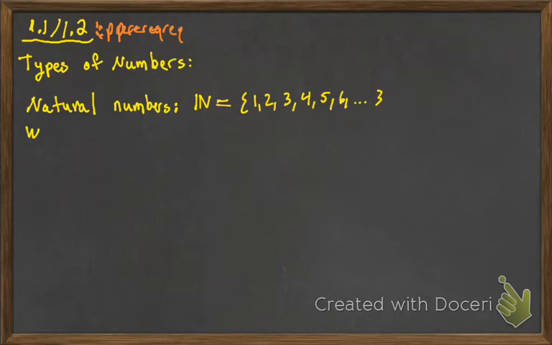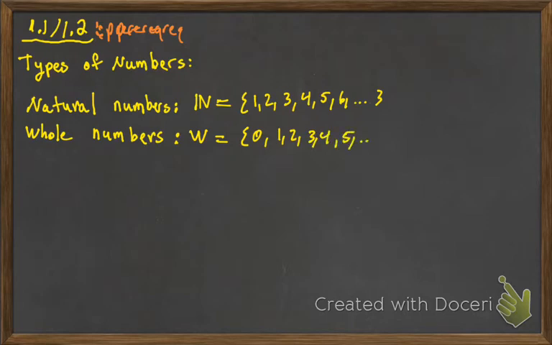The next thing we'll look at is what's called the whole numbers. The whole numbers are the natural numbers, but also including 0. So that'll be 0, 1, 2, 3, 4, 5, etc.